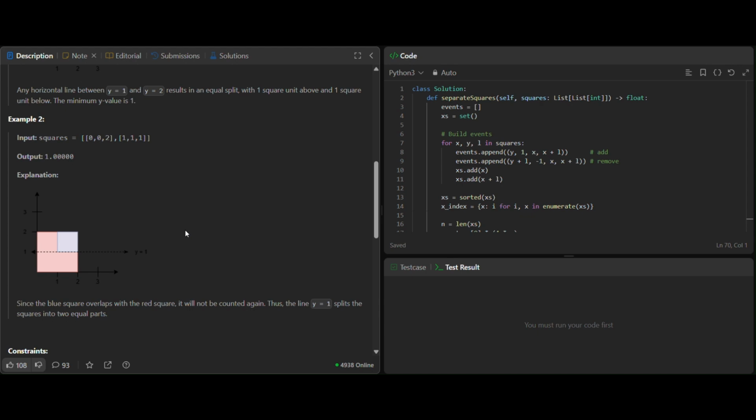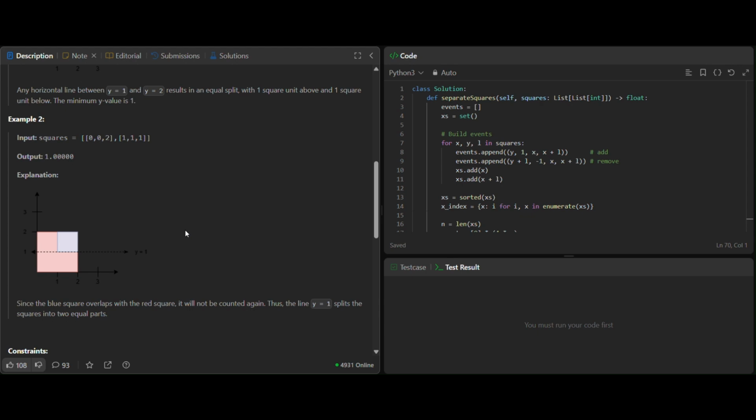For each square, we first compute the vertical contribution below the line at y equals mid. The height is the difference between mid and the square's bottom edge, clamped between 0 and the side length. If this height is greater than 0, we generate x events by adding an interval from x to x plus L with that height.